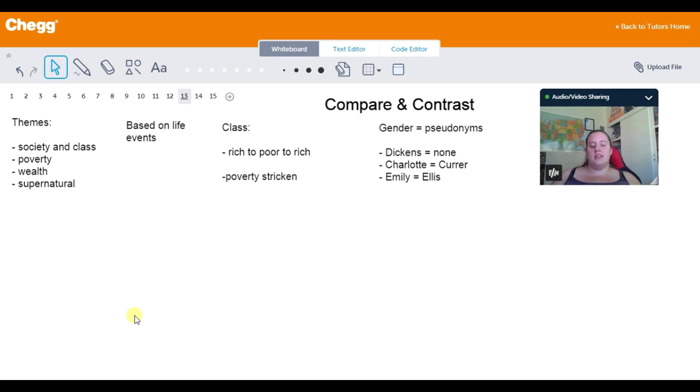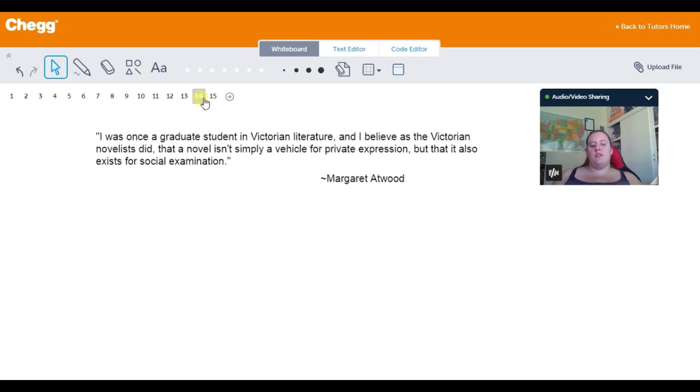All of the novels discussed in this lesson deal with the human experience and different ways in which society was viewed during the Victorian era. Canadian poet and writer Margaret Atwood put it best when she said, "I was once a graduate student in Victorian literature, and I believe, as the Victorian novelists did, that a novel isn't simply a vehicle for private expression, but that it also exists for social examination."